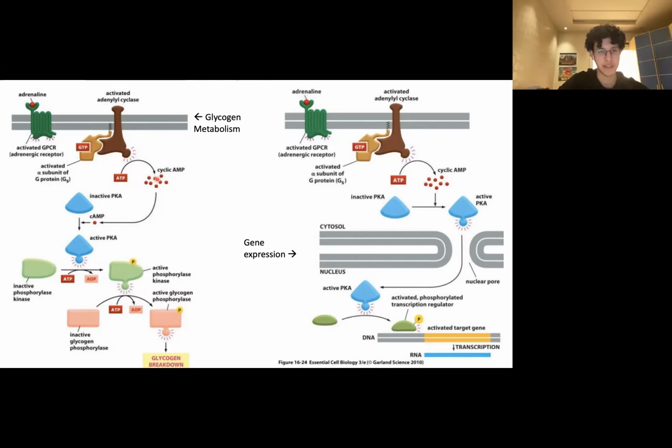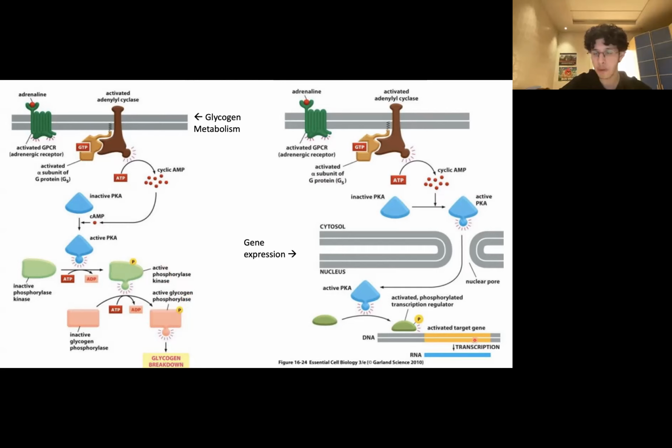So let's just start from here. After adenylyl cyclase makes cyclic AMP, we want to do glycogen breakdown. When cyclic AMP binds to protein kinase A, it's going to activate phosphorylase kinase. After phosphorylase kinase is active, it's going to activate another molecule, glycogen phosphorylase, and that's going to do glycogen breakdown. So cyclic AMP, protein kinase A, phosphorylase kinase, and glycogen phosphorylase are involved in glycogen breakdown.